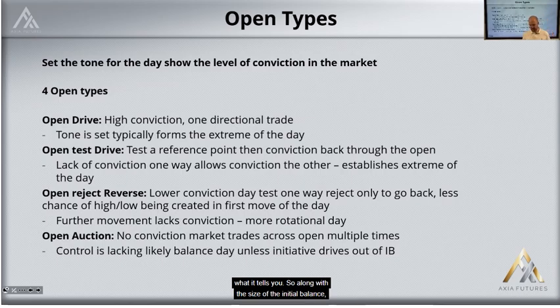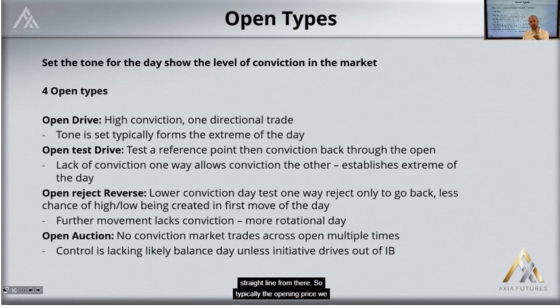So along with the size of the initial balance, which limits clear direction for the rest of the day, you've also got the element of the direction of the initial balance as well. And this falls into 4 types. You have an open drive. This is your high conviction, and we're moving down the conviction level as we go down. Open drives, high conviction. It's one directional, you will open and move in a straight line from there.